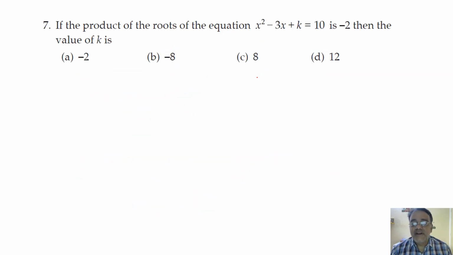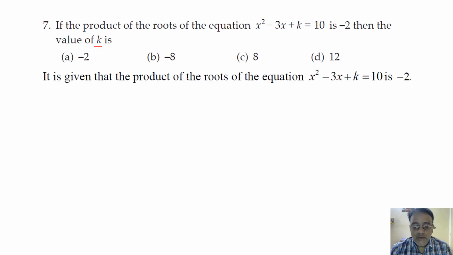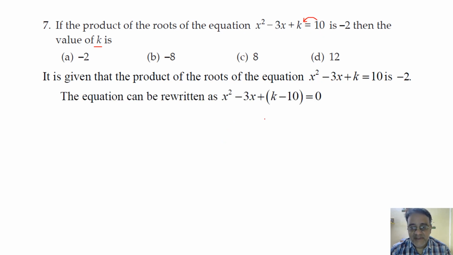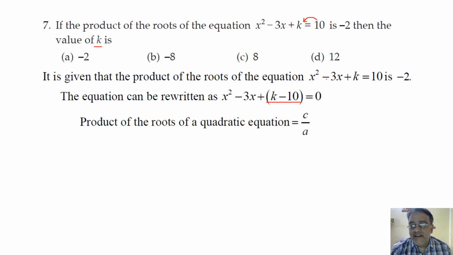If the product of the roots of the equation is minus 2, then the value of k is dash. What is the formula for product of roots? C by A. Very good. So the equation can be written as, हम लोग ये 10 को यहाँ शिफ्ट करेंगे, ठीक है. So k minus 10. The constant part is k minus 10. And we know that the product of the roots of a quadratic equation is c by a. And c by a, it is given minus 2, right.